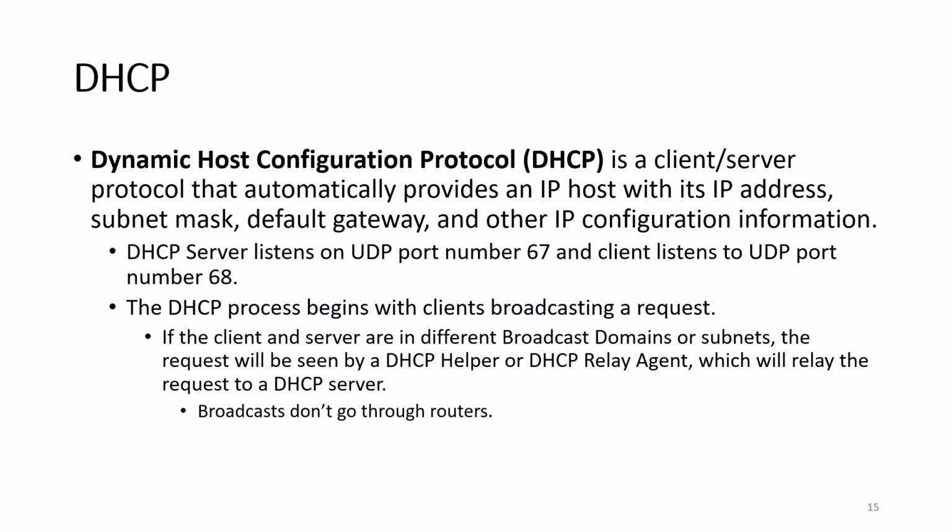The DHCP process begins with the client broadcasting a request. If the client and server are on different broadcast domains or subnets, the request will be seen by the DHCP helper or DHCP relay agent, which will relay the request to a DHCP server. Remember, broadcasts don't go through routers.